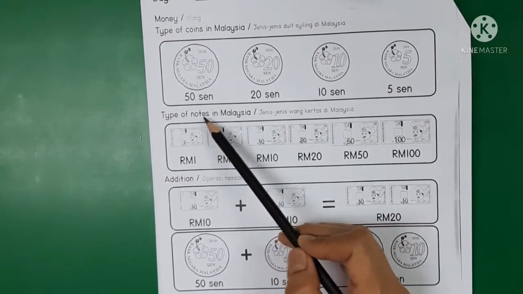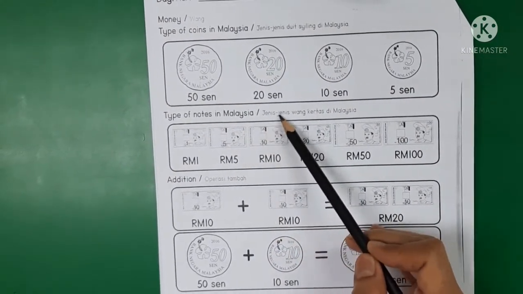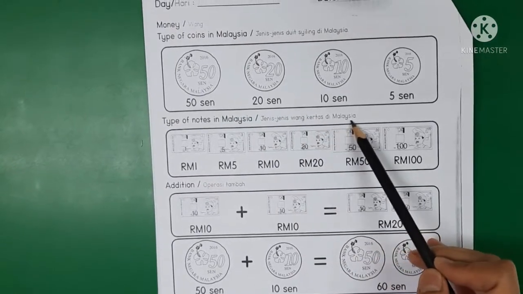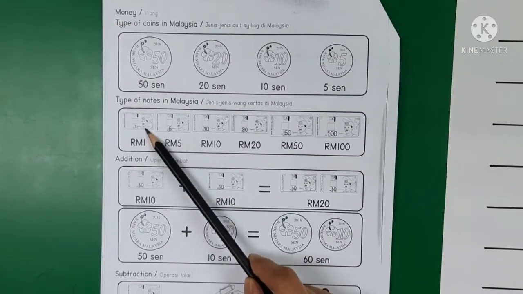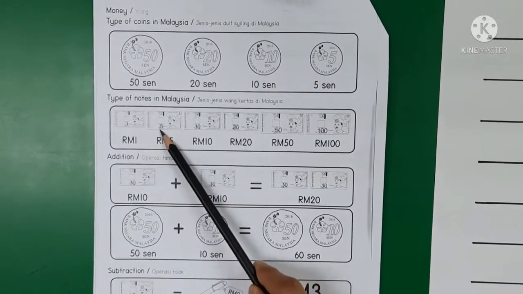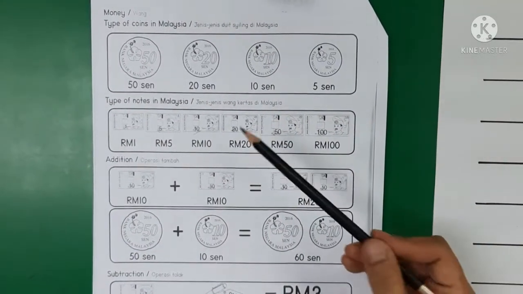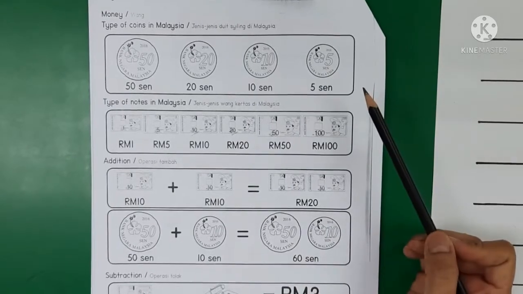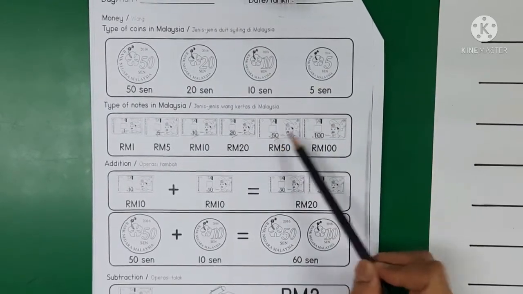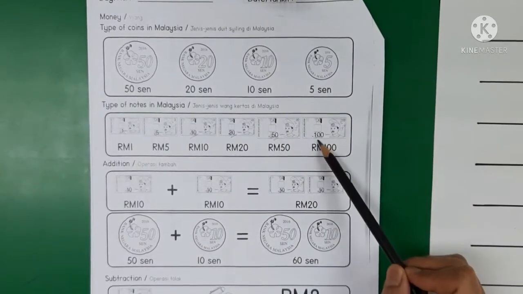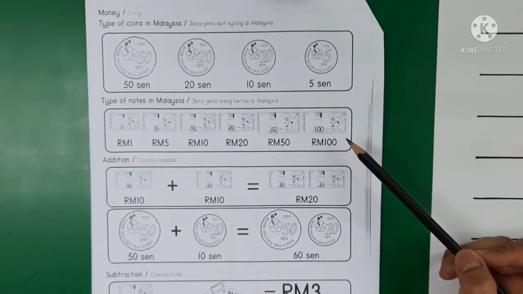Types of notes in Malaysia. Jenis-jenis wang kertas di Malaysia. 1 ringgit Malaysia, 5 ringgit Malaysia, 10 ringgit Malaysia, 20 ringgit Malaysia, 50 ringgit Malaysia, and 100 ringgit Malaysia.